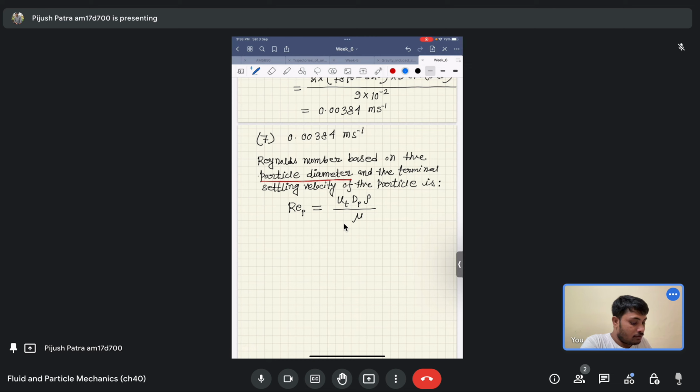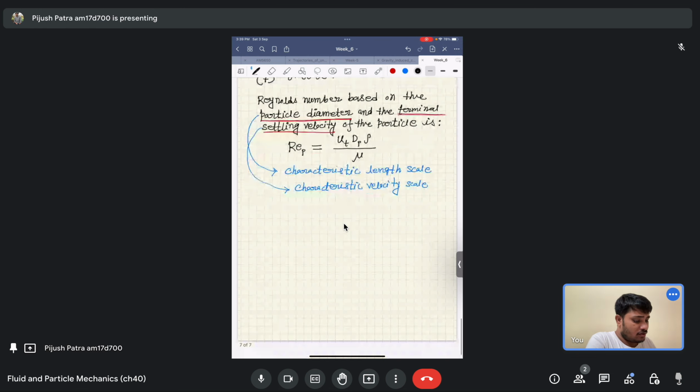So let me write it down. This is the characteristic length scale. And what is the characteristic velocity involved in the problem? The characteristic velocity is the terminal settling velocity. So this terminal settling velocity is the characteristic velocity scale.